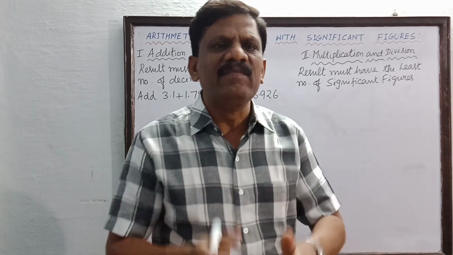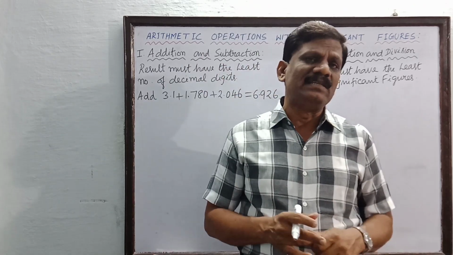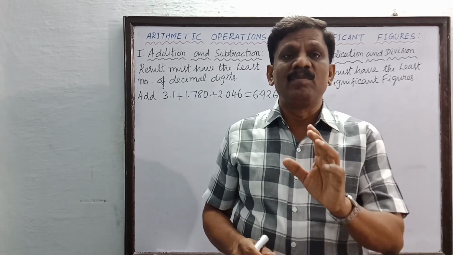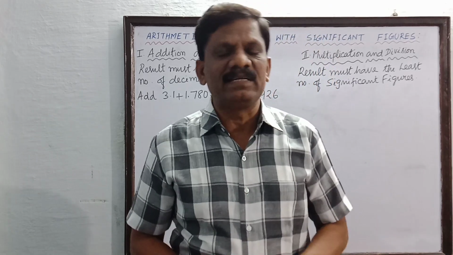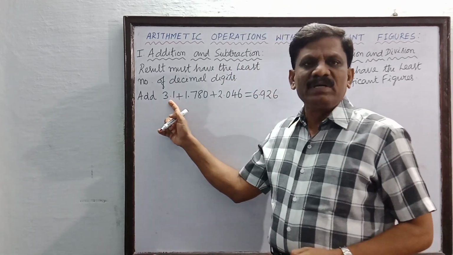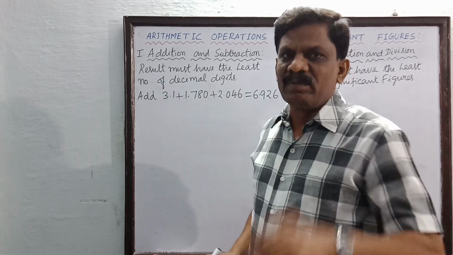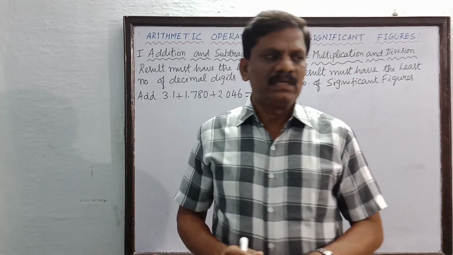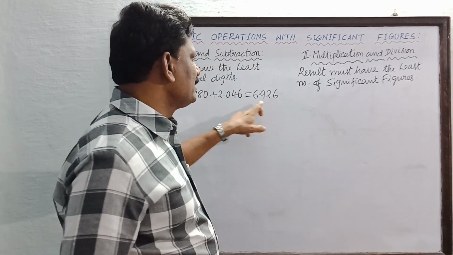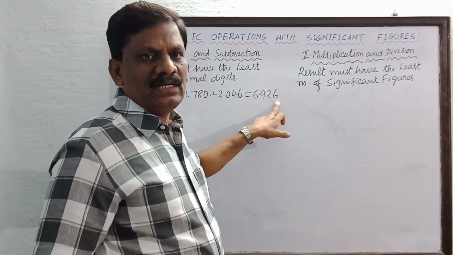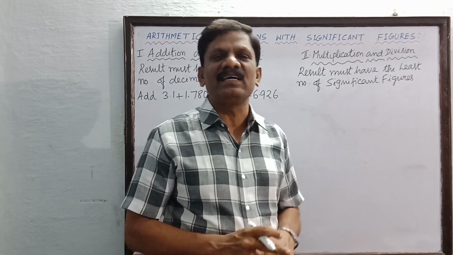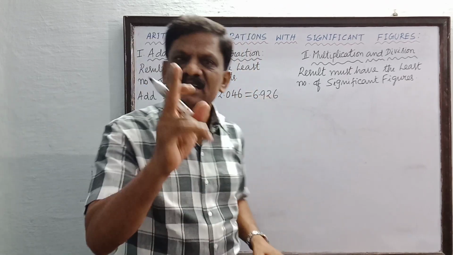So out of the 3 given numbers, namely 3.1, 1.780 and 2.046, which number is having the least number of decimal places on the right hand side? After the decimal, how many digits is the least? So that is this number 3.1. That means after a decimal there is only one digit. Now what is the number we are getting by adding these 3 numbers? The answer is 6.926. So it is having 4 significant figures, but after the decimal it is having 3 digits.